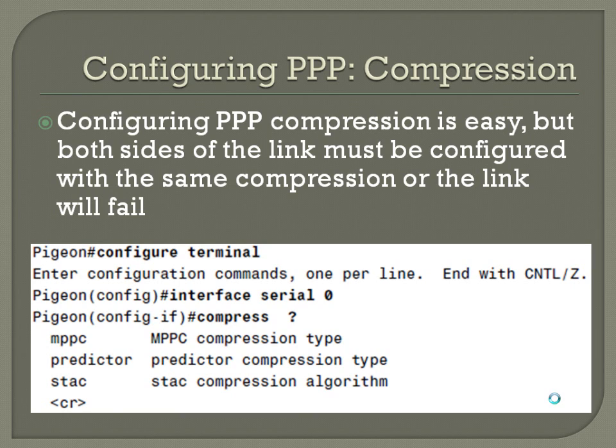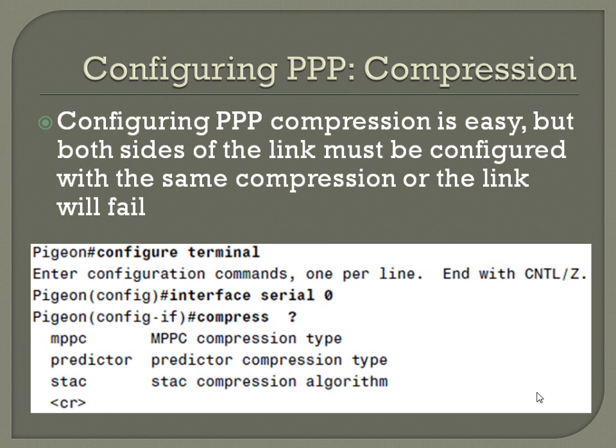Config T, jump into the interface PPP is configured on, in this case serial 0, and then the configuration line is going to be compress, and then whichever one you want to use. So MPPC for the Microsoft Point-to-Point, predictor for predictor, and stac, without the K, for the Stac compression algorithm. And again, it has to be configured on both sides or it's not going to work.